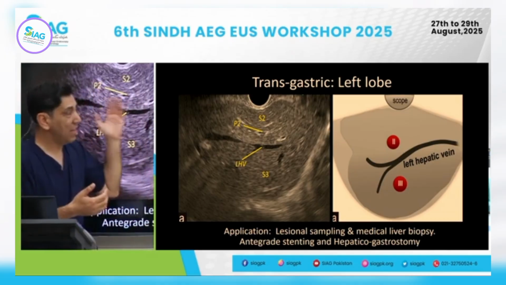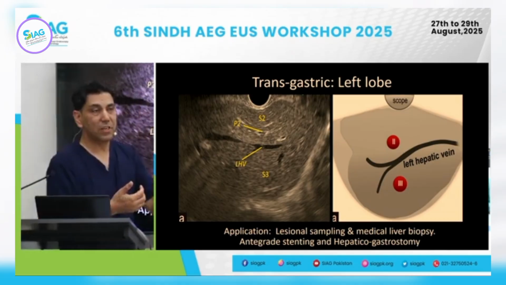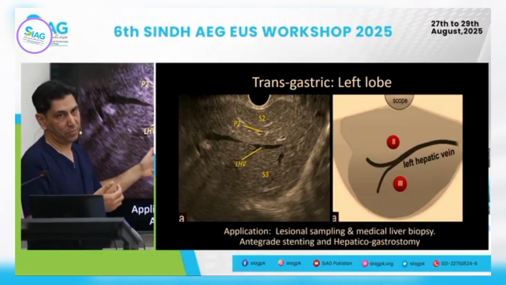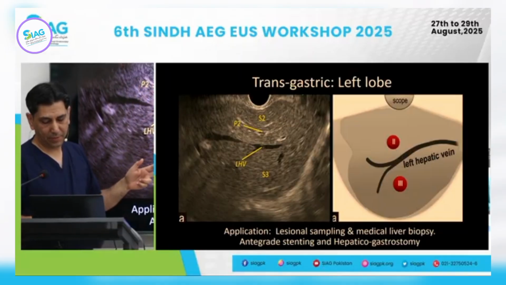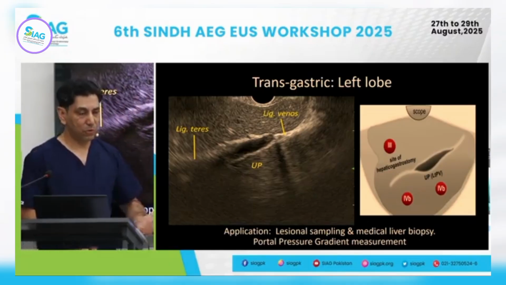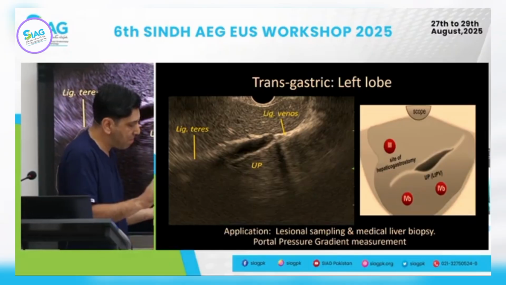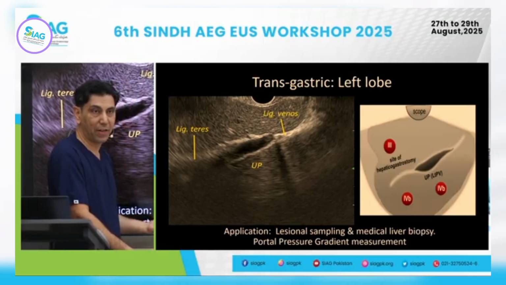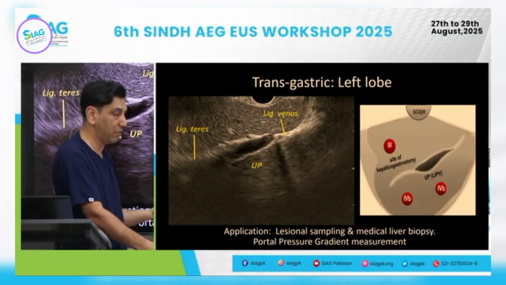The advantage here is obviously liver biopsy, lesional biopsy, medical biopsy, antegrade stenting, and hepaticogastrostomy. So something we can do. At this stage, at least in about 7 out of 10 cases, you should be able to see the left hepatic vein in that neutral position with the suction and the tip up.